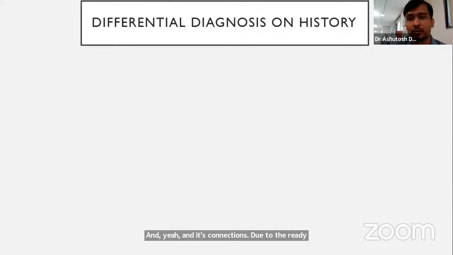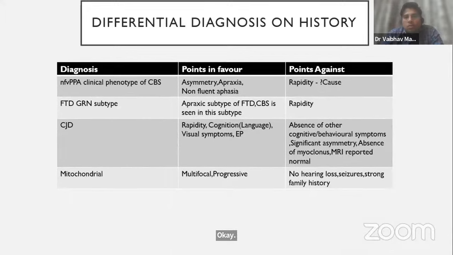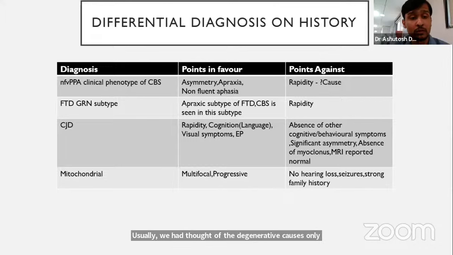So, differential diagnosis. We can discuss the differentials that we thought, both the degenerative ones and the treatable ones. Initially, we had thought of the degenerative causes only. So the first differential was non-fluent variant primary progressive aphasia, clinical phenotype of CBS.